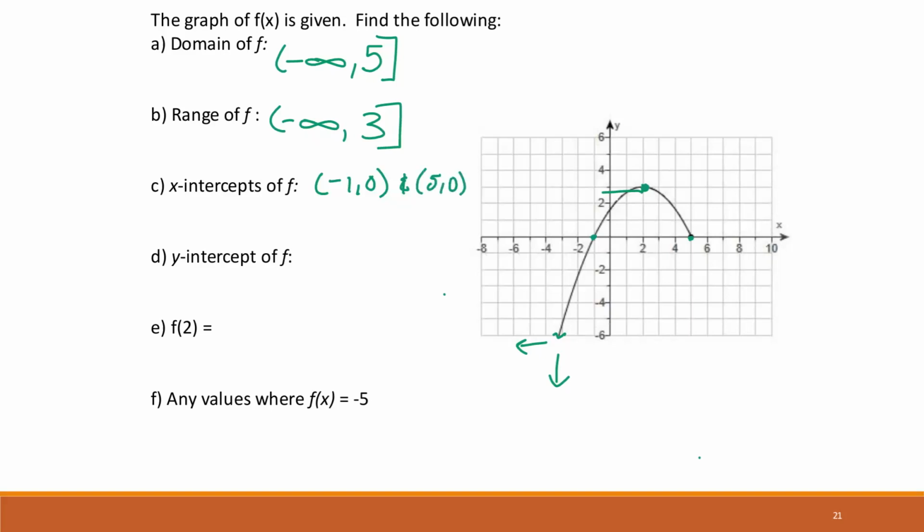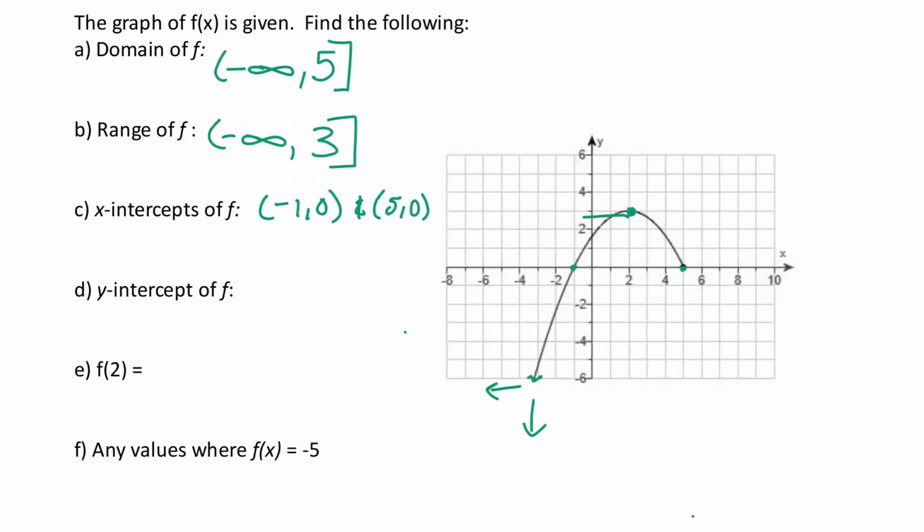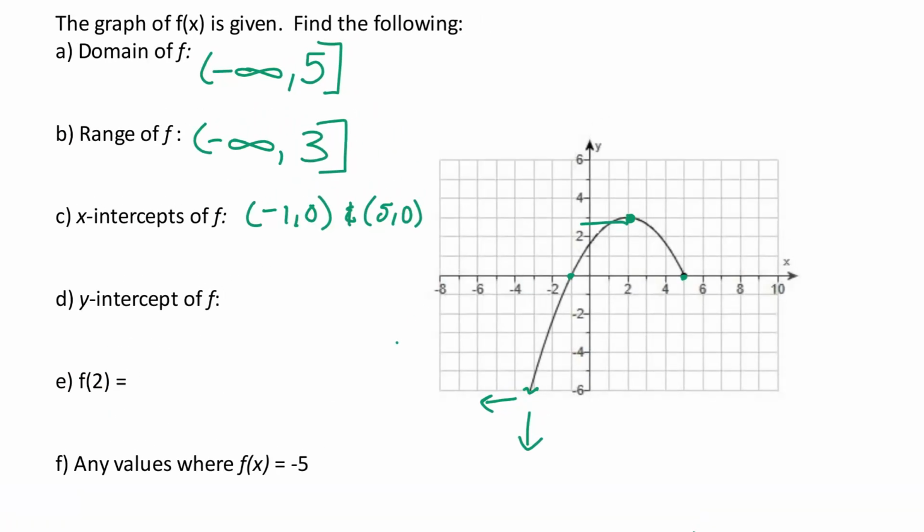Our y-intercepts are where we touch or cross the y-axis. If we zoom in here, we can tell that we're touching the y-axis right there, halfway between 1 and 2. So our y-intercept in this case is (0, 1.5).